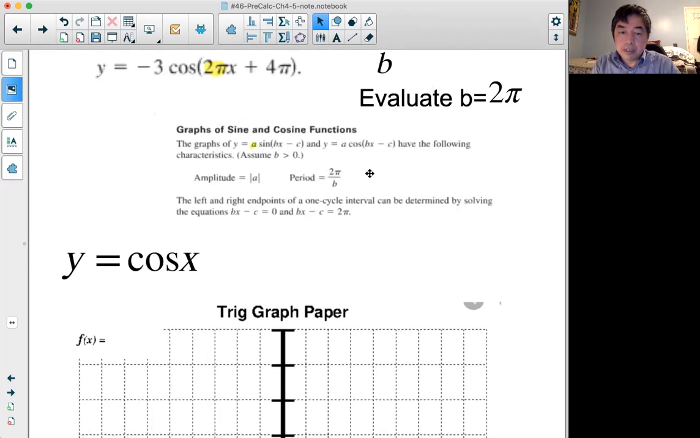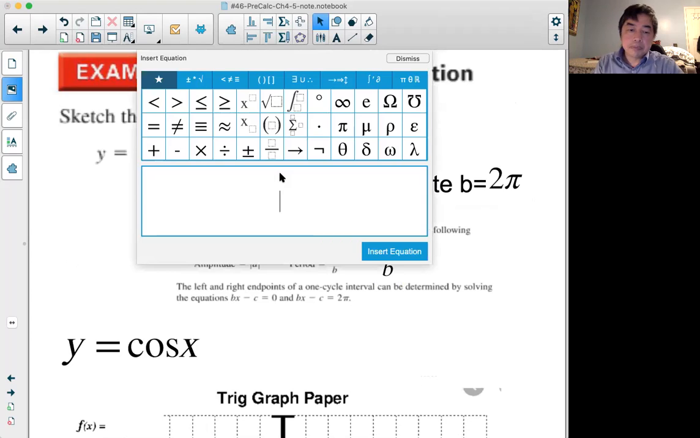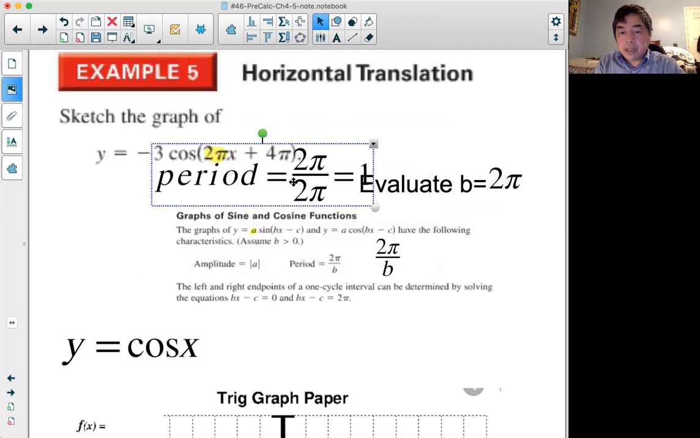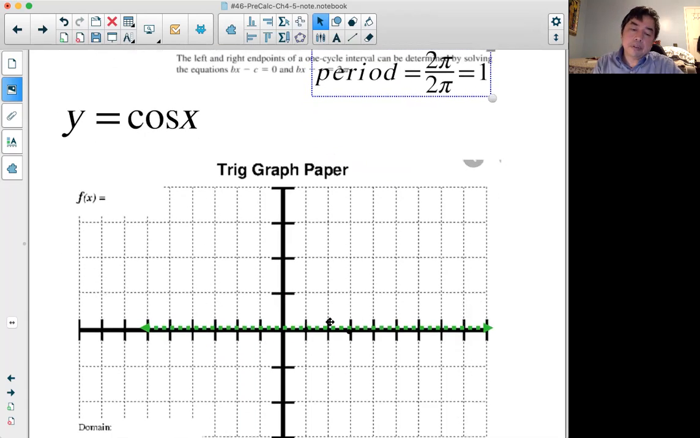So this is what you have to do, and plug in 2 pi over 2 pi. So the period here is going to be 2 pi over 2 pi. This is the equation, okay? So evaluate b equal 2 pi, and I write down period equal 2 pi over 2 pi, which is 1. Now you have to indicate where 1 is.